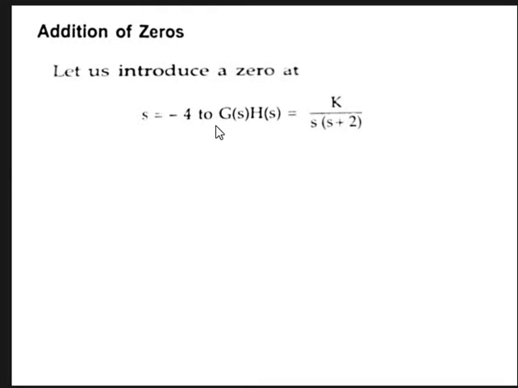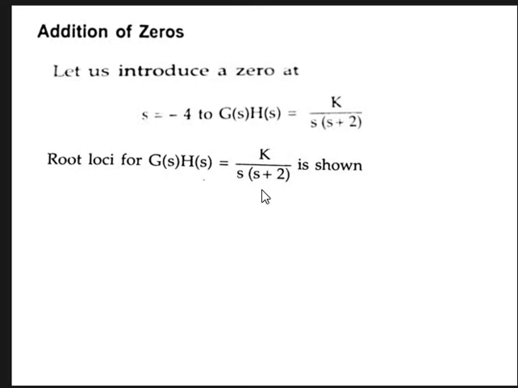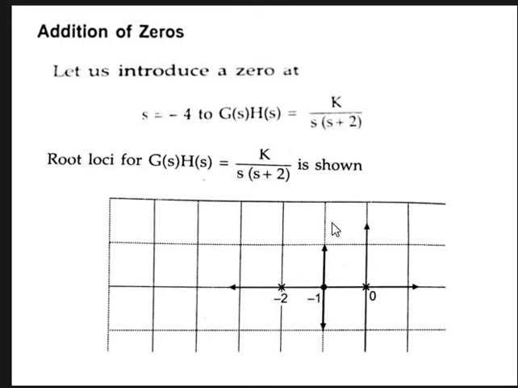Next one, what happens when the zeros are added to the root locus? Either the root locus again shifts to the right side or to the left side of the imaginary axis. We can see. Let us consider the zero s is equal to minus 4 added to the function G(s)H(s) is equal to K by s into s plus 2. Already we know the root locus for K by s into s plus 2.